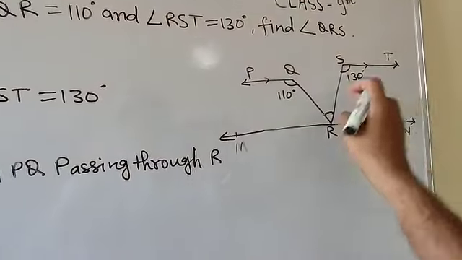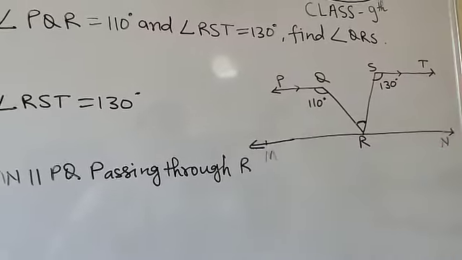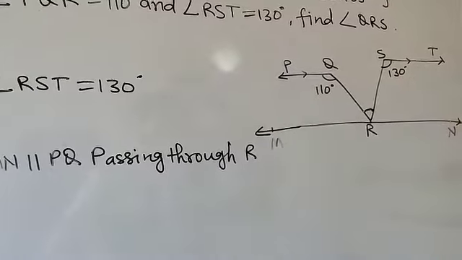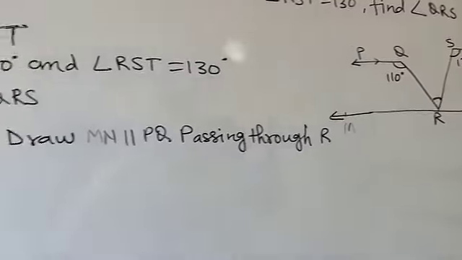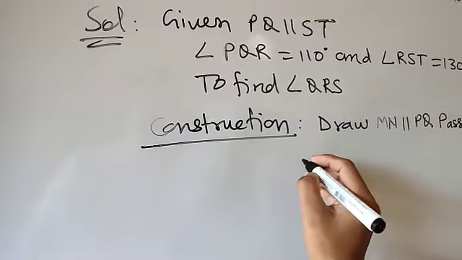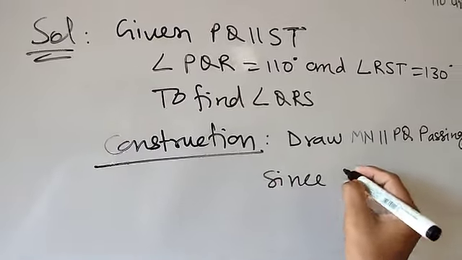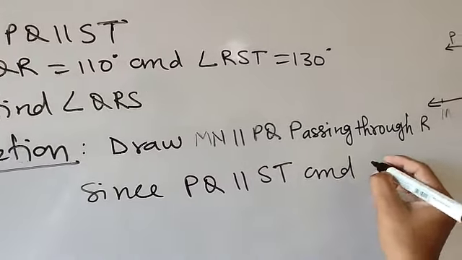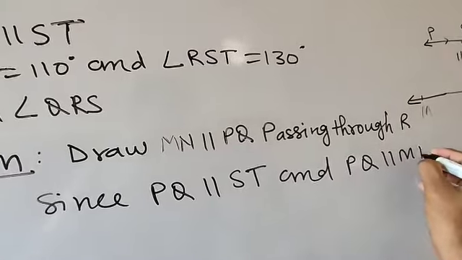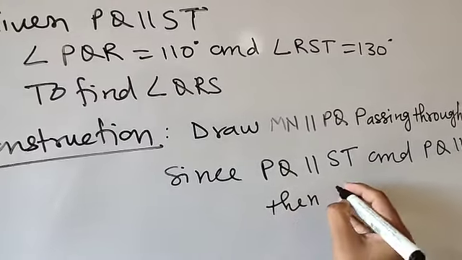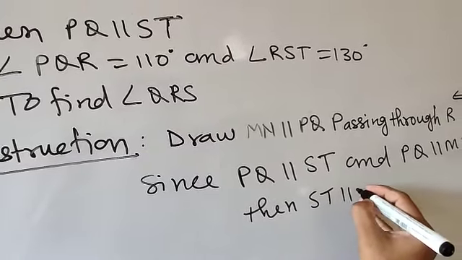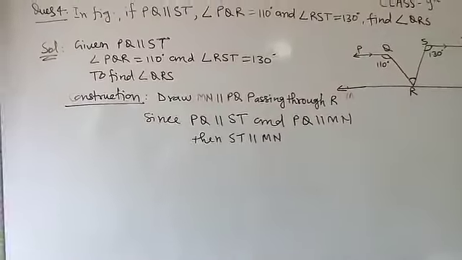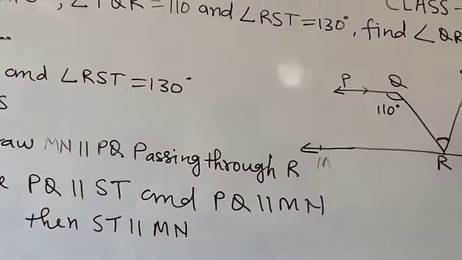I had explained that if two lines are parallel to the same line, then both the lines are parallel to each other. So here we can write it like this: since PQ parallel to ST and PQ parallel to MN, then ST is also parallel to MN. It means this MN is parallel to PQ as well as ST.